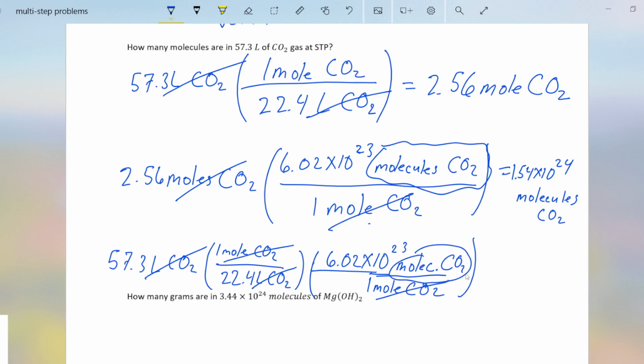So when I do this whole multiplication in my calculator, I take 57.3 times, parentheses, 1 divided by 22.4, close parentheses, times, open parentheses, 6.02 times 10 to the 23rd, and then close parentheses, multiply that together. And I would still get this 1.54 times 10 to the 24th molecules of CO2.